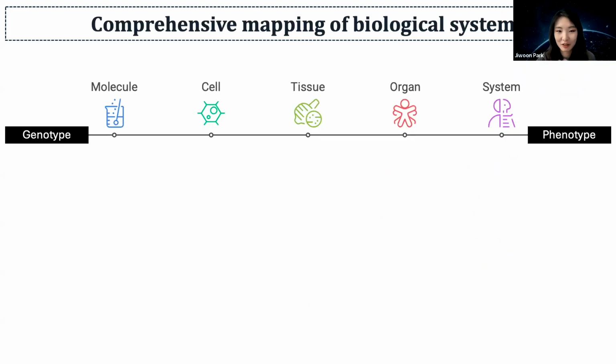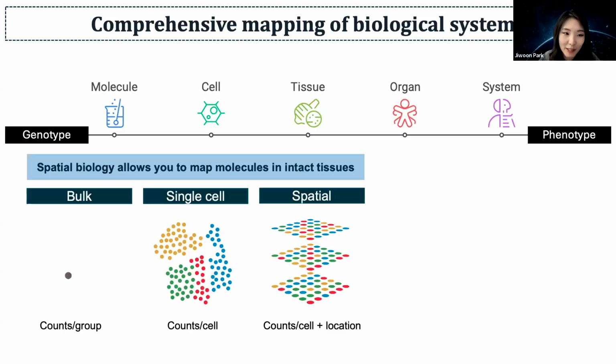Of course, we cover a wide variety of ranges of genotype to phenotype, from molecule to cell to tissue to organ to the system. And of course, spatial biology really gets you to map molecules in situ, essentially.